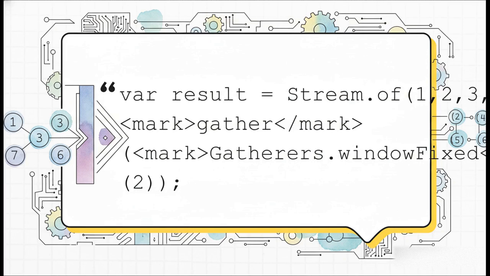And wow, just look at how clean this is. This little piece of code says it all. We've got a simple stream of numbers, and we're using the built-in windowFixed gatherer to group them into pairs. That's it. No crazy boilerplate, just a nice, clear, declarative pipeline. It's just so intuitive, right?